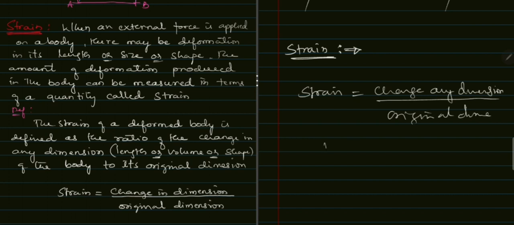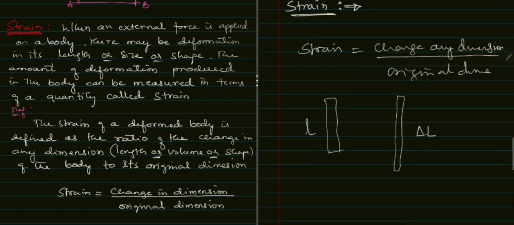See here, this is the length of the rod, which I will call L. After applying the force to that rod, the rod length changes. So here we can define the strain: the change in length is delta L, and the original length is L. Like this we define the strain.